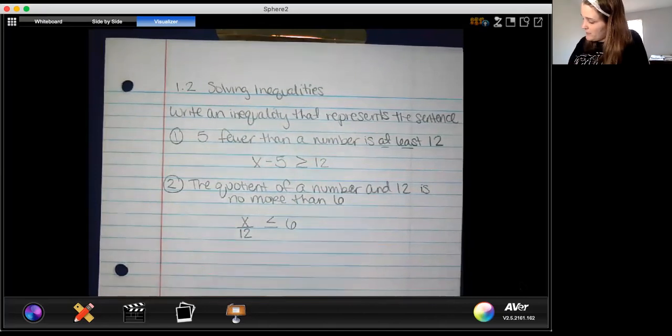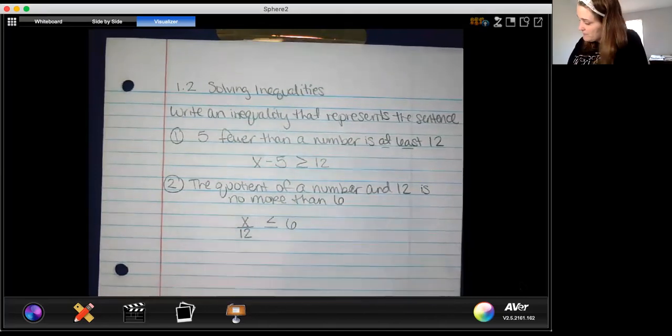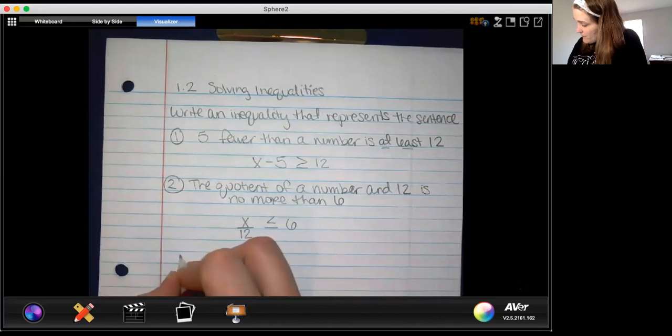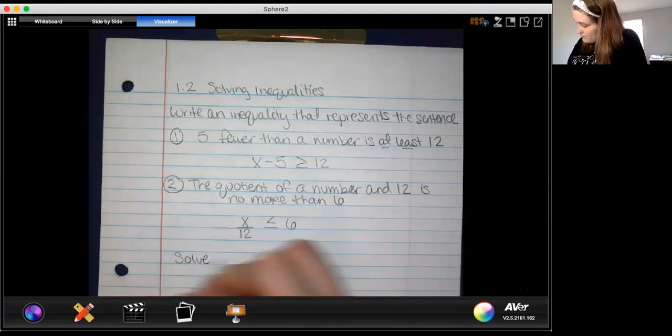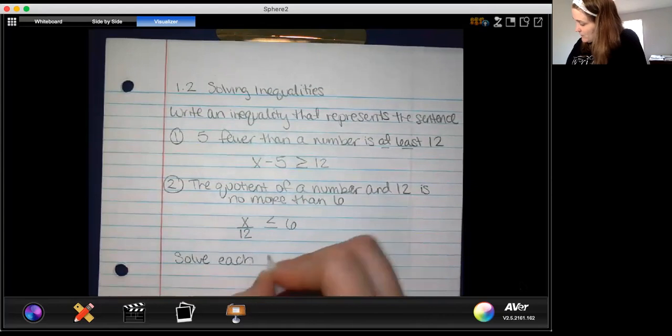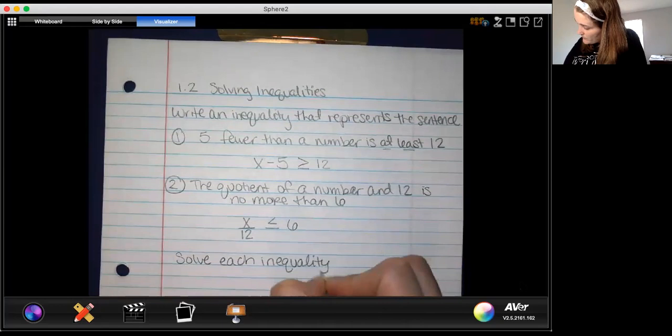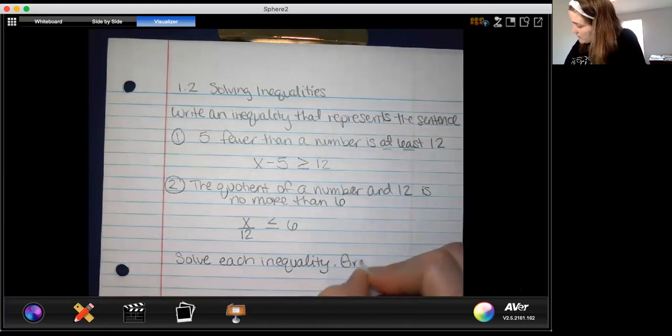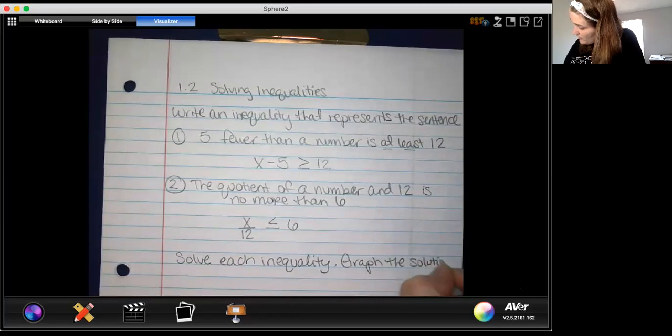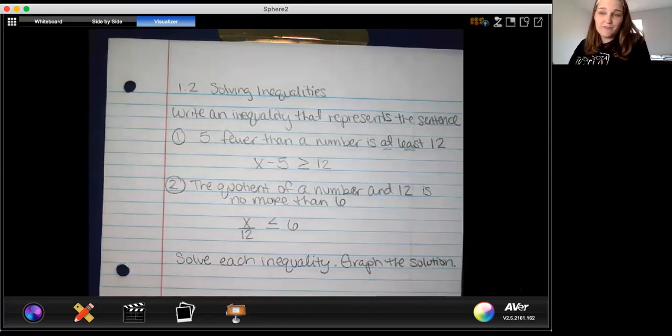Okay, good. Let's go ahead and move on to solving inequalities. So we're going to solve each inequality, and we're going to graph the solution. And when we say graph, we are just talking about on a number line for right now.